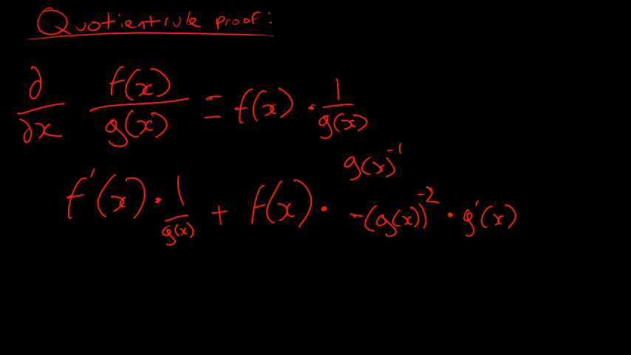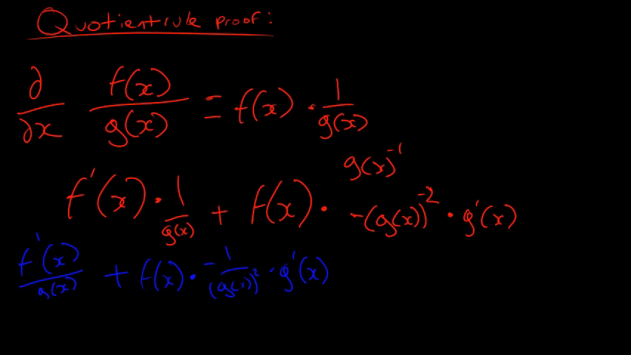So let's clean this up. First we know f prime of x times 1 over g of x would be f prime of x over g of x, plus f of x times minus 1 over g of x squared, times g prime of x, since the power of minus 2 would just be 1 over that squared.